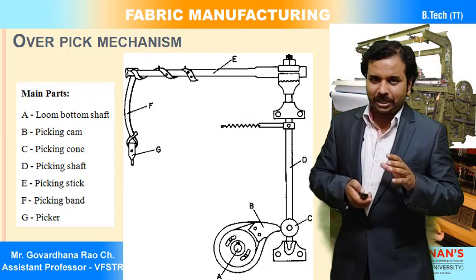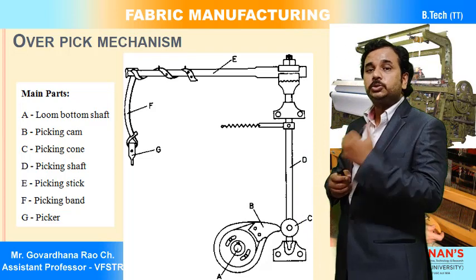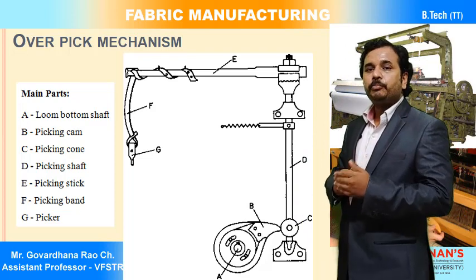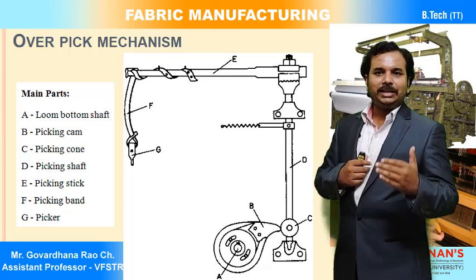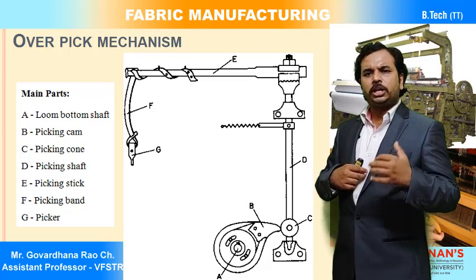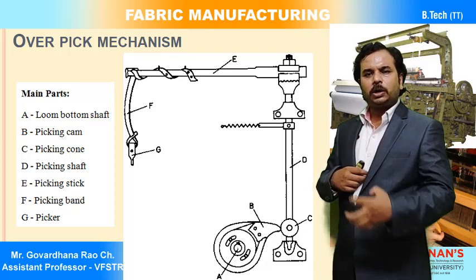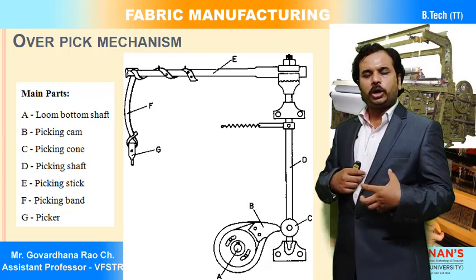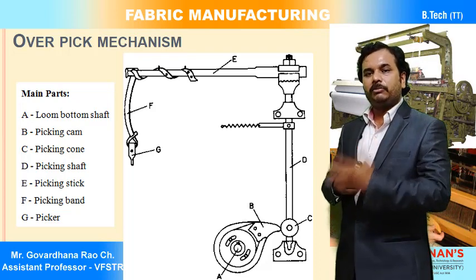Okay. So these are the different parts. Now we will see how this motion is going to be transferred. Motion is nothing but the energy, or rotational movement, coming from the bottom shaft. How it is transferring from one element to the other element, we will discuss.